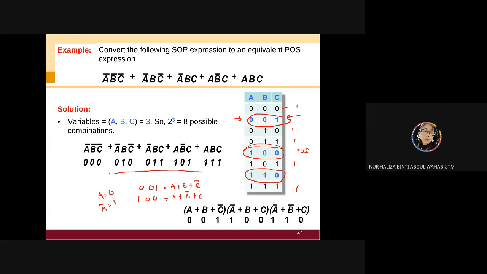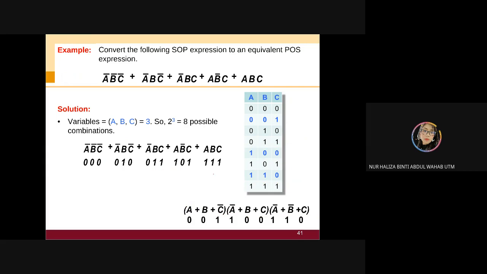And this one is what? 1, 0, 0. Wrong, the other way around. 1 will be A bar. And lastly is 1, 1, 1. 1, 1, 1. All will be A plus B plus, which one am I looking at? 1, 1, 0. C. So this is my POS. Your answer will be this one. So this is your SOP. You were given your SOP.